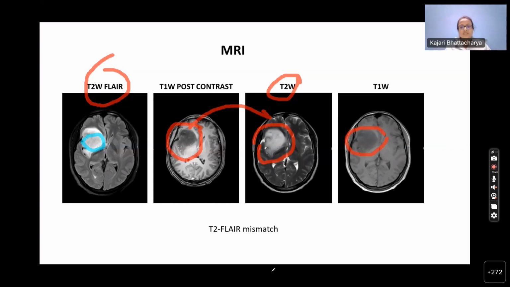So there are some areas which are showing some features of higher grade, that is, they are appearing a little bit dark on T2 and they are showing some enhancement. Another very important thing is when you look at the margins of this tumor.